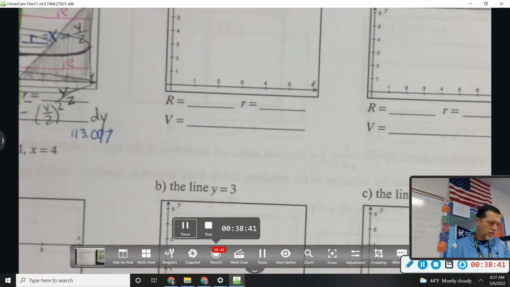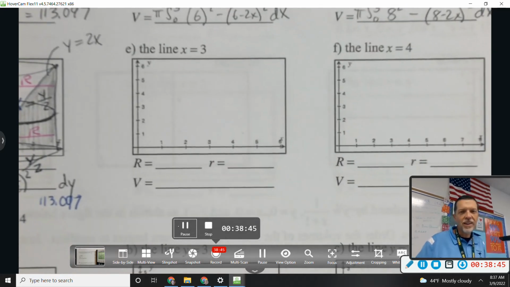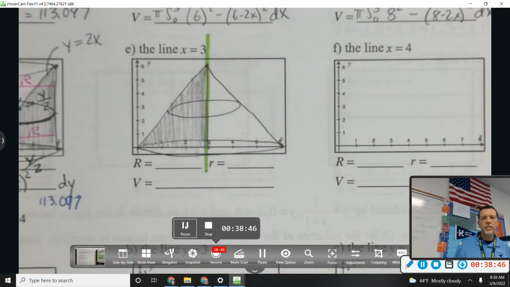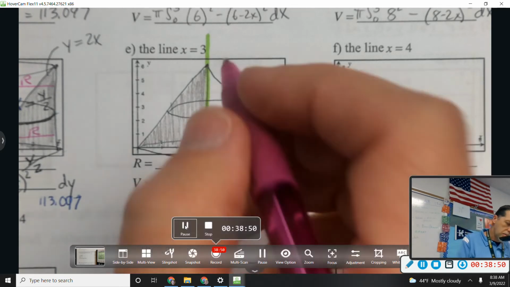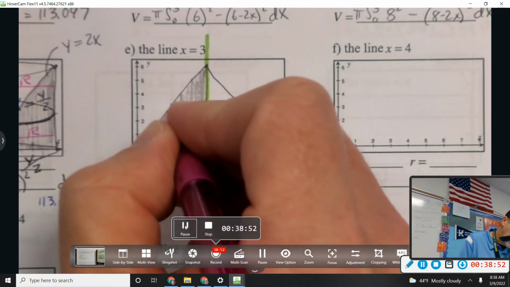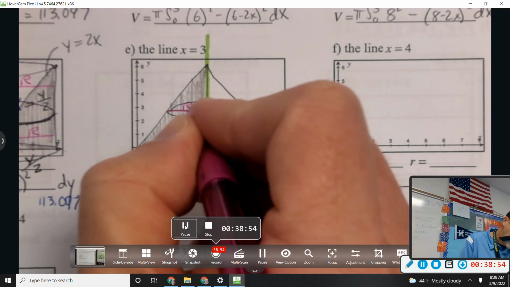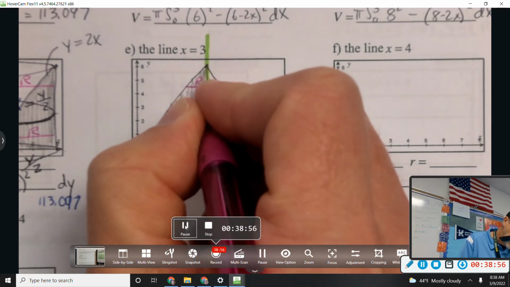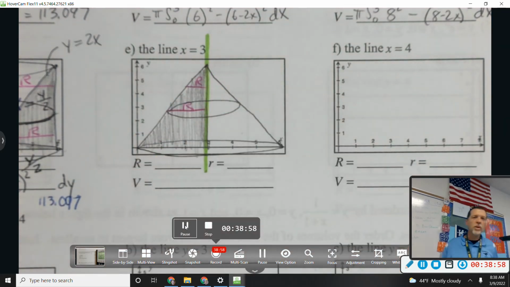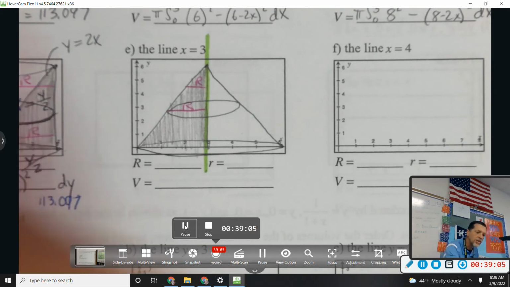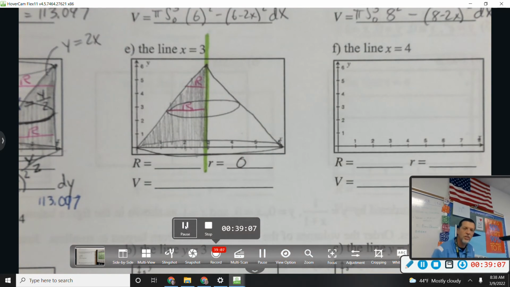Why don't you see if you can take letter E? There's my picture. So the outer radius, is the outer radius changing? Is big R changing? Yes. What about little r? There isn't a little r, so you can either put 0 or just say NA or leave it blank or an X. But big R.